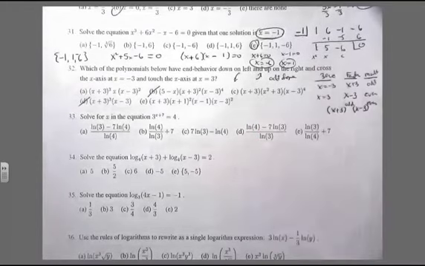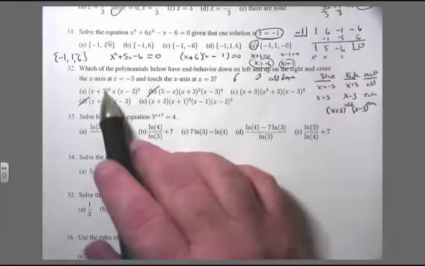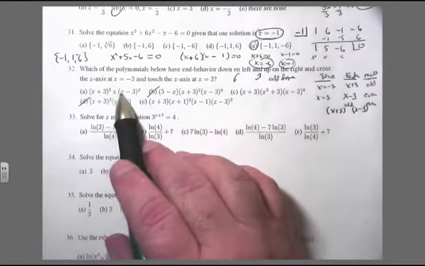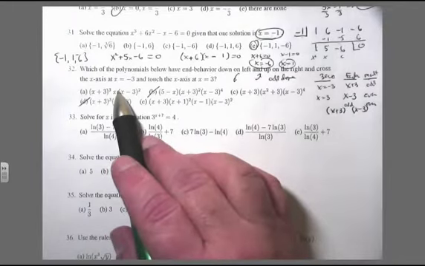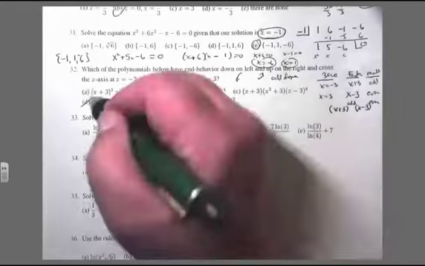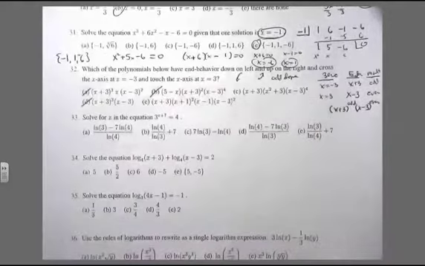To figure out the degree, you add up the exponents or the multiplicities. This is cubed, this is to the first power, this is squared. That's 3 plus 1 plus 2. 3 plus 1 is 4, plus 2 is 6, even. But to have this end behavior, I have to have an odd degree. So this one's out.